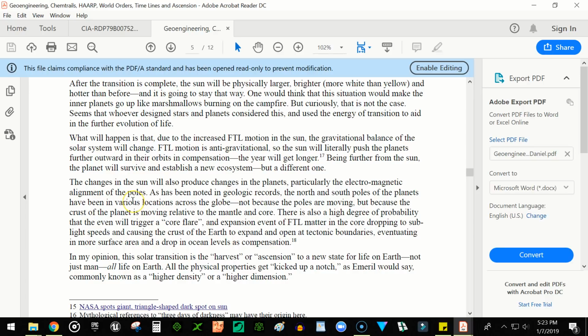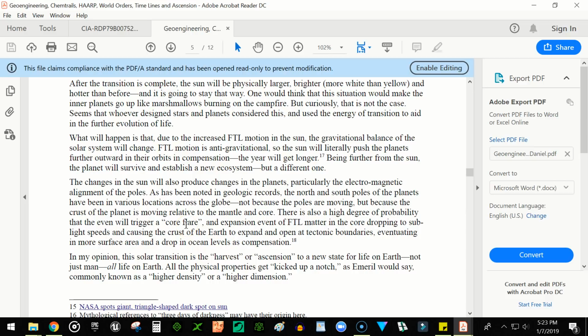The changes in the sun will also produce changes in planets, particularly the electromagnetic alignment of the poles. This is your pole shift. As has been noted in geological records, the north and south poles of the planets have been in various locations across the globe, not because the poles are moving, but because the crust of the planet is moving relative to the mantle and the core.